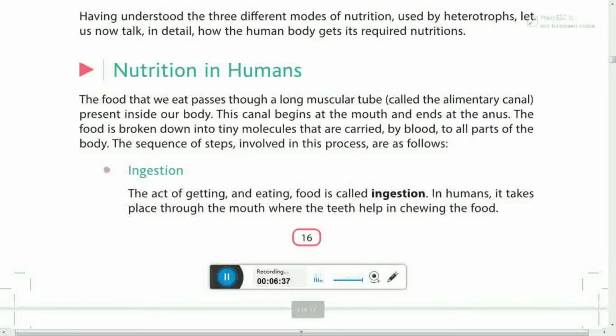The food that we eat passes through a long muscular tube called alimentary canal present inside our body. This canal begins at the mouth and ends at the anus. The food is broken down into tiny molecules that are carried by blood to all parts of the body. The sequence of steps involved in this process are just as follows.